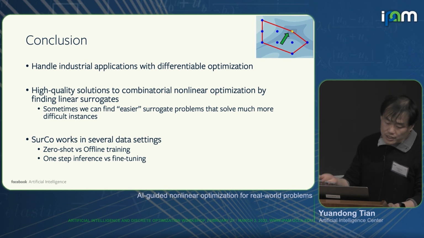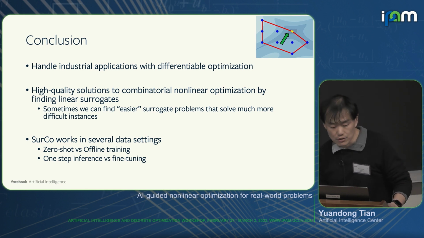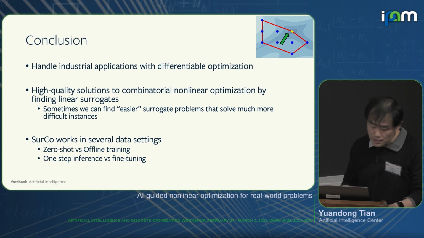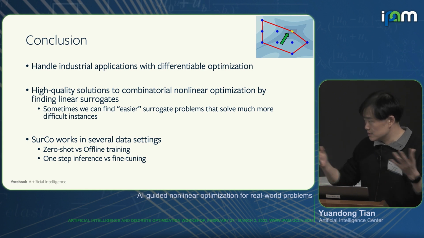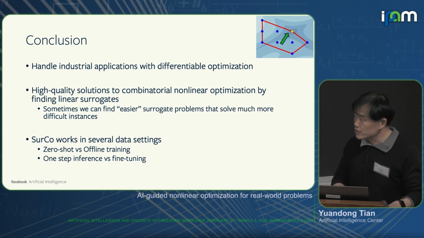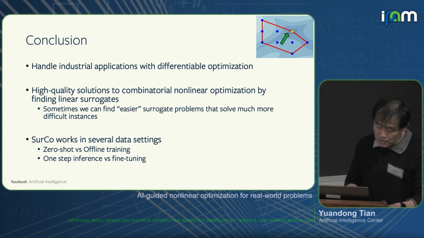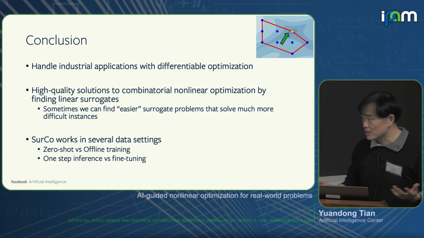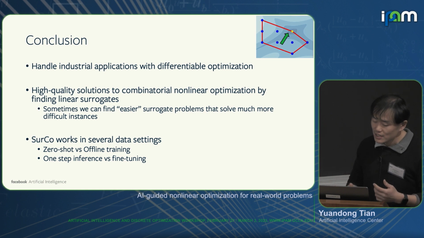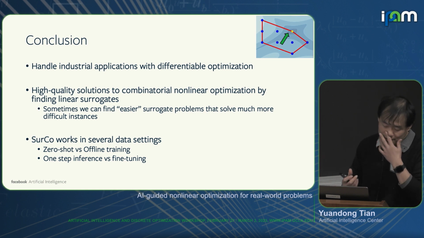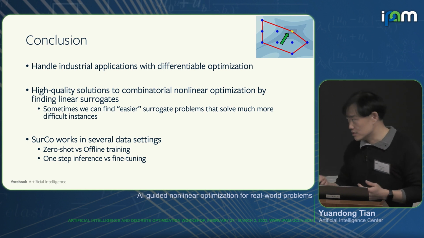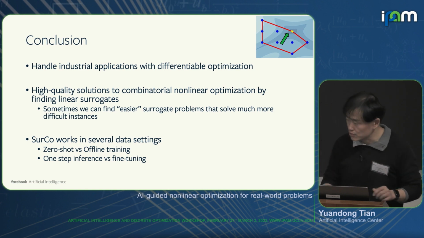So in summary, it can handle industry-level applications with differentiable optimizations. It gives you good solutions to combinatorial nonlinear optimization problems, which have a lot of coverage in industry-level problems. And SurCo has different versions. We have three versions. We have a zero-shot version called SurCo zero, and we also have an offline training version, a fine-tuned version called SurCo prior, and also SurCo hybrid.